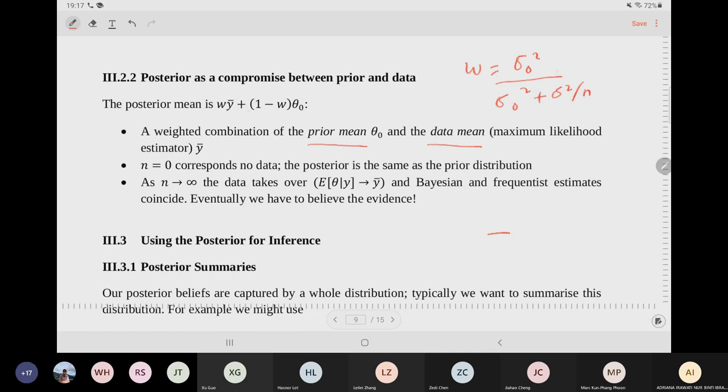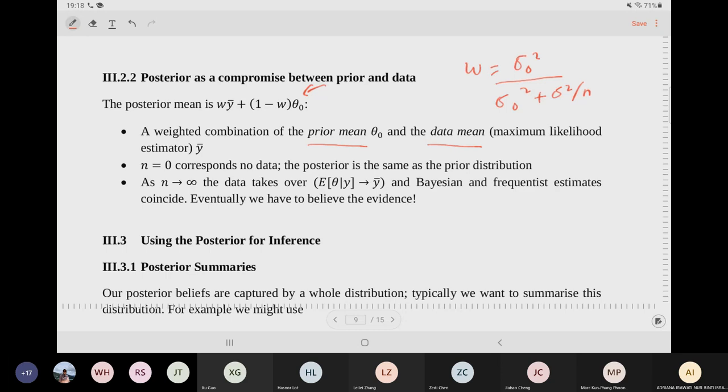Meaning that 1 minus W will go to 0. So as your n goes to infinity, the data takes over. The posterior mean will go to Y bar. This means that the Bayesian and the frequentist estimates will be exactly the same, because if you have very large data, then we have to believe the data, which is the evidence.